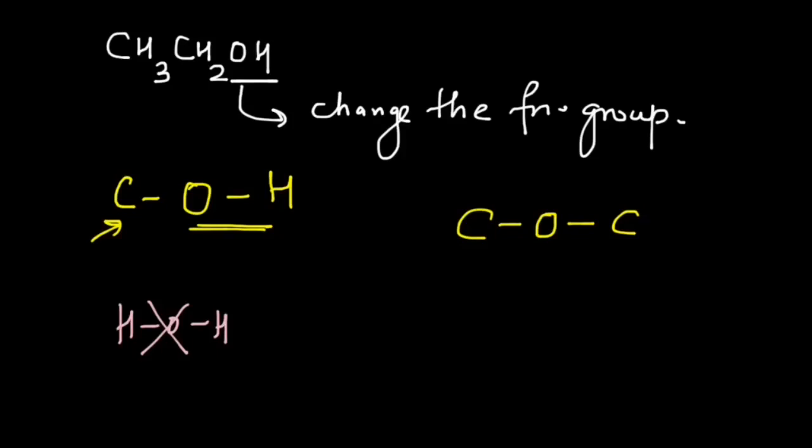Now the remaining hydrogen atoms can be attached to these carbon atoms, and you can get CH3 and CH3. So we fulfilled the valencies of all the atoms in the compound, and we have changed the functional group. From an alcohol, we have changed this compound into an ether. So alcohols and ethers are functional isomers.